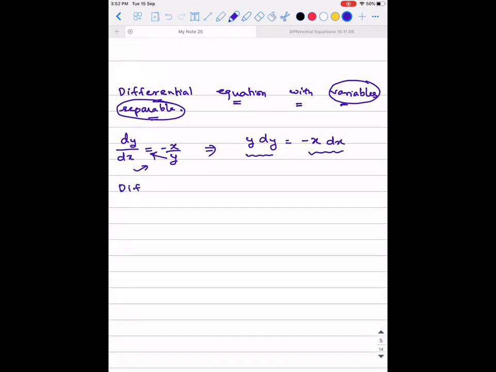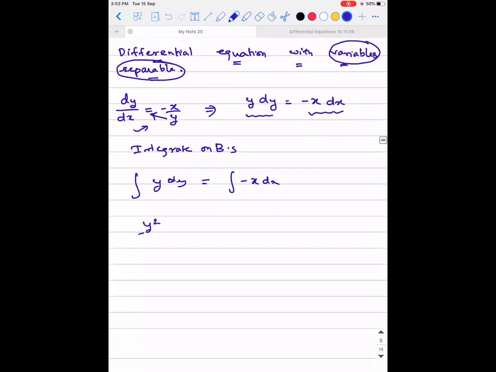So what we are going to do is integrate both sides. So when you integrate on both sides, what do you get? Integral of y dy will be equal to integral of minus x dx. So integral of y dy is how much? y square divided by 2 is equal to minus x square divided by 2 plus, since you are doing indefinite integration, we will require a constant.